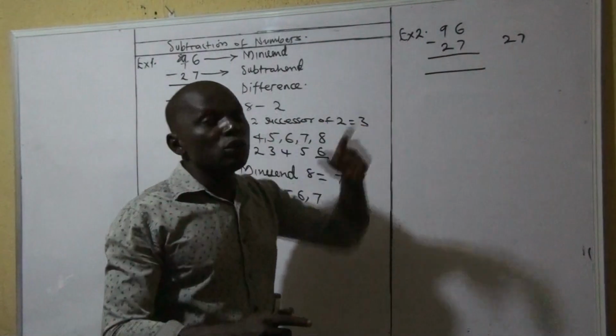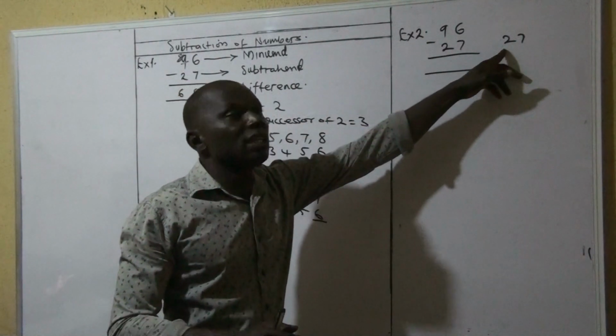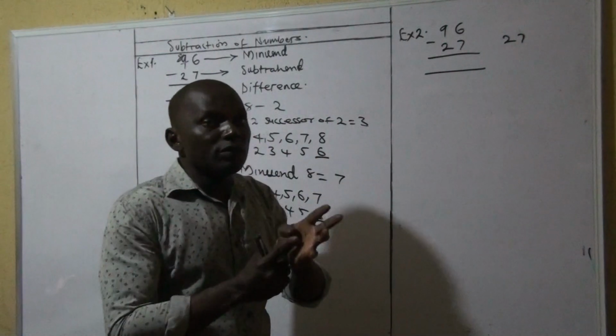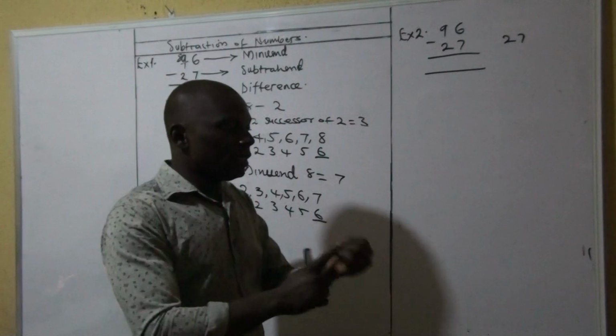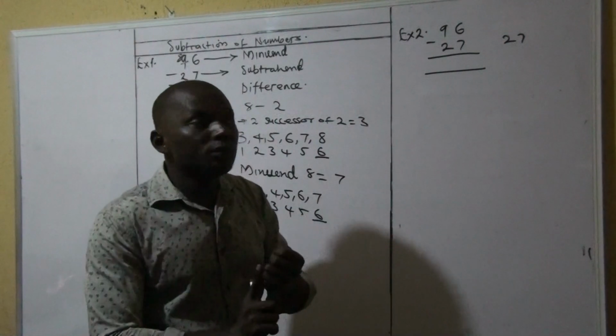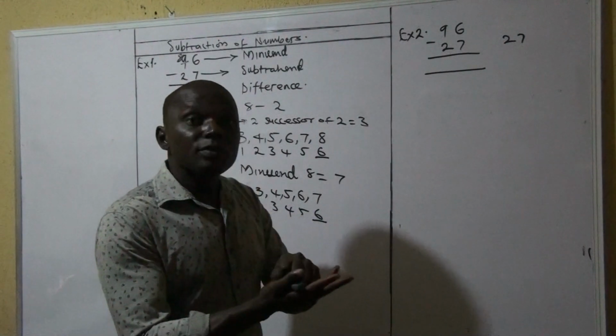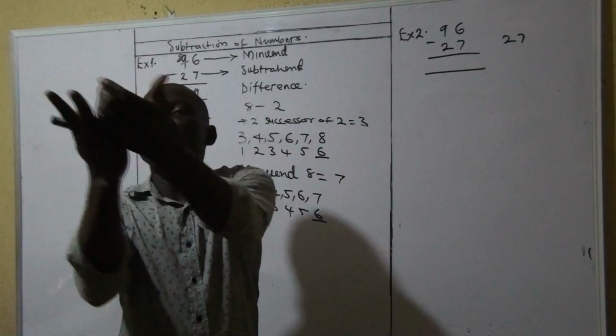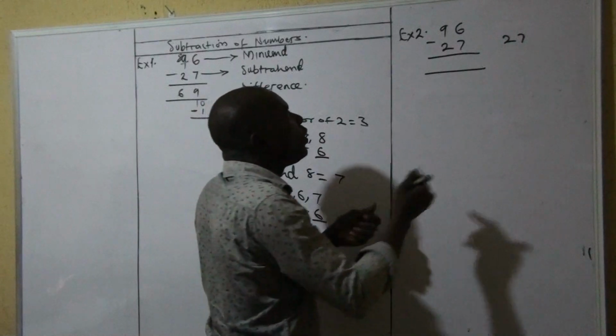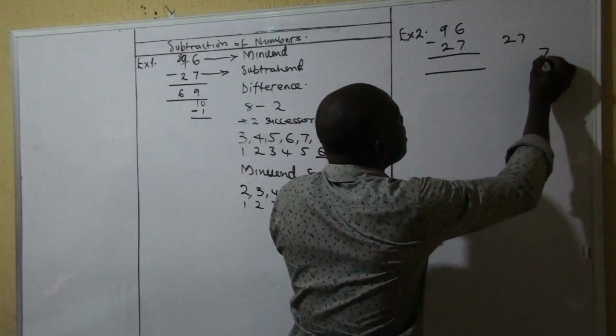Now what we need to do, if we're adding 10 to this, the next one will give us 37, 47, 57, 67, 77, 87, and what? 97. How many of it? 7 tens. So I will put 7 tens here. I will put 7 tens, which means 70.